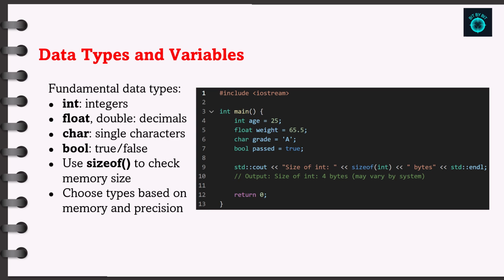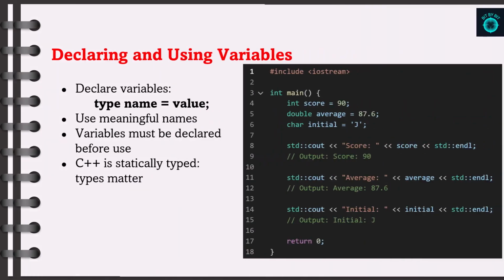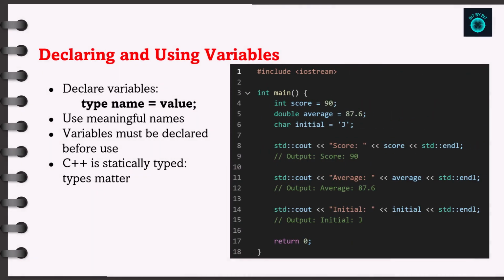Choosing the right data type is important. For example, use float or double when you need decimals and int when you only need whole numbers. Declaring and using variables. In C++, variables must be declared with a type before they can be used. The syntax is type, then name, then optional value. For example, int score = 90.